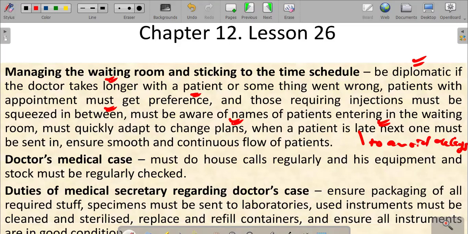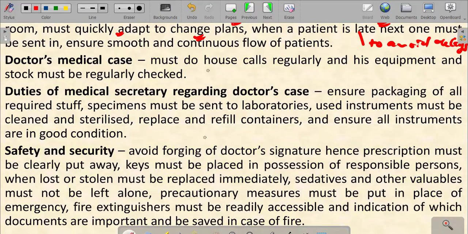It also ensures a smooth and continuous flow of patients. This has to do with the way the patients are being controlled. So it is the duty of the medical secretary to always manage the movement of patients in and out of the consulting room, in and out of the theater, in and out of every place where the doctor is working with them.